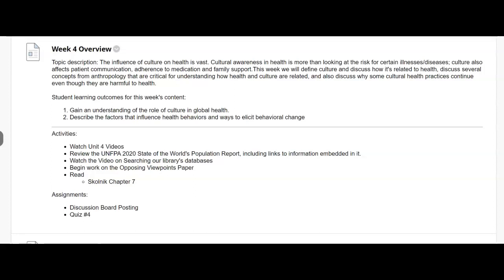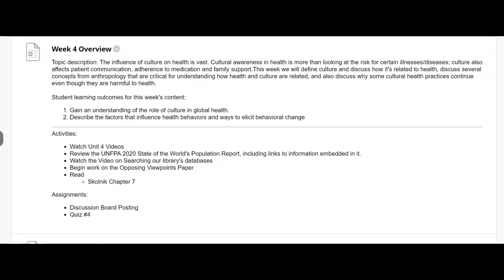It impacts whether or not patients adhere to medication that's ordered, and it really impacts whether there is family support. So this week, especially in our readings, we're going to define culture and discuss how it's related to health. And there are some concepts from anthropology that are critical for understanding how health and culture are related. So we're going to read about these concepts.